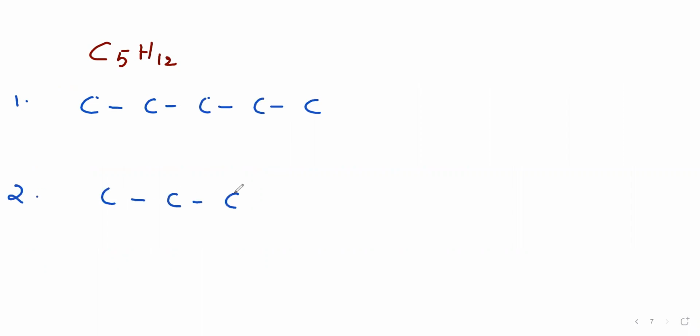Let's go for C5H12. What are the possible isomers? The first one is 1, 2, 3, 4, 5, all in one chain. Second is 1, 2, 3, 4, with one side chain. Third one, 1, 2, 3, with 2 side chains. These are the possible isomers. Let's see the number of hydrogens. Everywhere it should be 12.